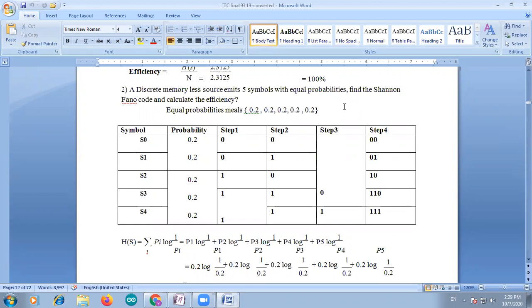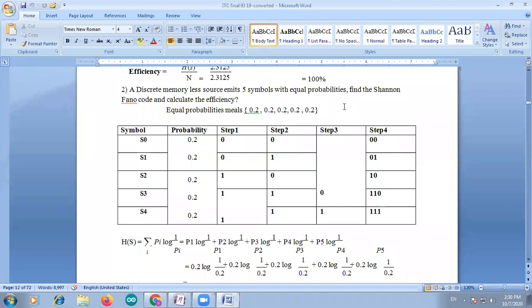So there are 5 symbols. Equal probability means 0.2, 0.2, 0.2, 0.2, 0.2. So all 5 symbols have the same probability, that is 0.2. With 5 symbols, what is sigma pi? Sigma pi should be 1. Sigma pi is equal to 1. Now, S0, S1, S2, S3, and S4. 5 symbols are there.